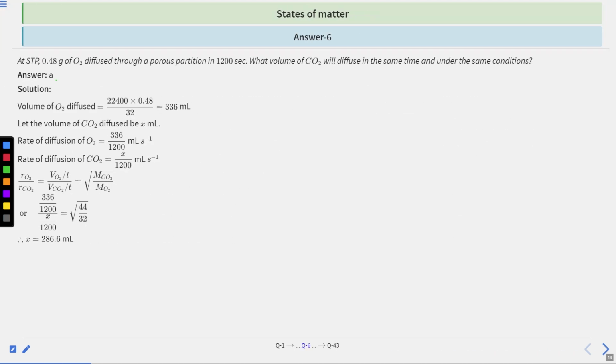Okay, so the correct answer is option A. The volume of O2 diffused will be 22,400 multiplied by 0.48 divided by the molar mass of oxygen O2, that is 32. It is coming out as 336 milliliter. Let the volume of CO2 diffused be X milliliter. So the rate of diffusion of O2 will be 336 divided by 1200 milliliter per second. Similarly, the rate of CO2 will be X upon 1200 milliliter per second. So R of O2 upon R of CO2 will be V of O2 divided by T multiplied by V of CO2 divided by T, that is time, which will be equal to the square root of molar mass of CO2 divided by molar mass of O2. On putting the values of all the variables, we calculated the X value, that is 286.6 milliliter. So option A is the correct answer.